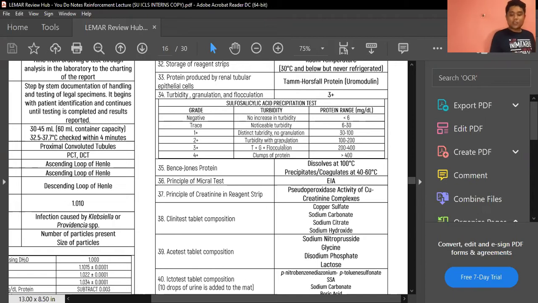Take note. Second is of course iyahang principle, iyahang characteristic, precipitates or the solution becomes cloudy at 40 to 60 degrees Celsius and becomes clear at 100 degrees Celsius. All right, take note of that.